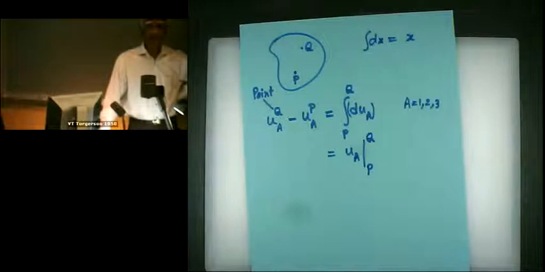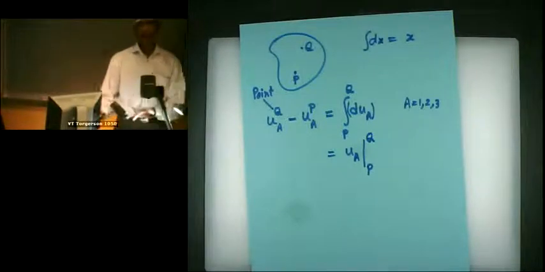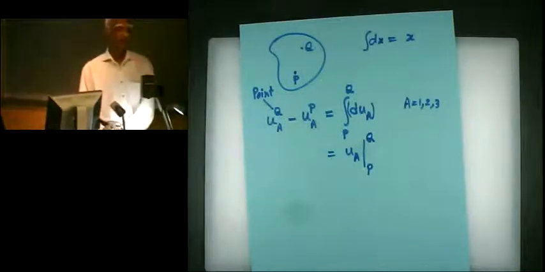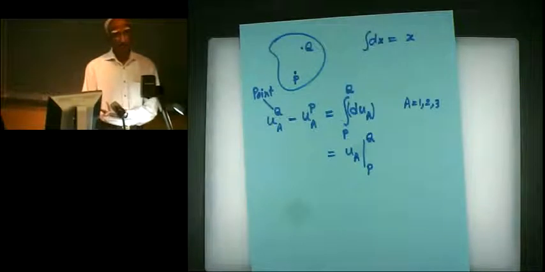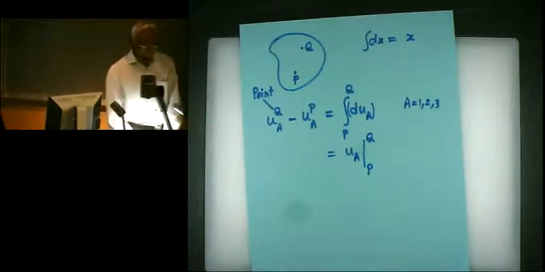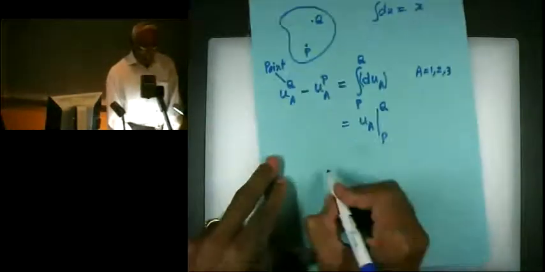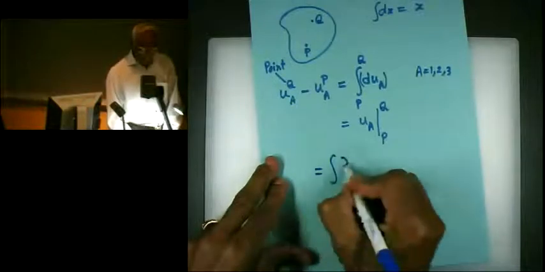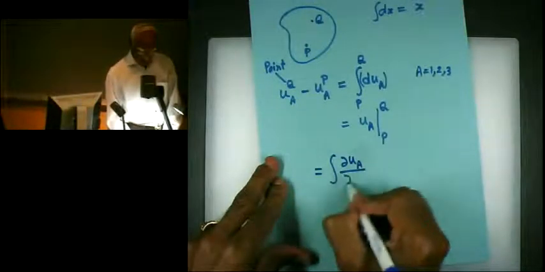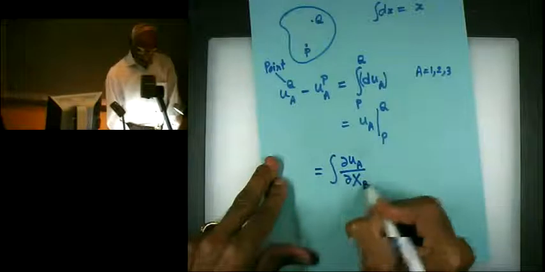So dUA is the differential of displacement UA, like dx. The differential we can write as delta UA over delta XB times dXB.